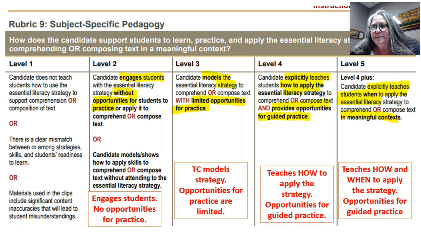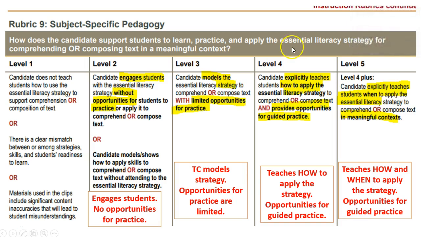Here is the literacy Rubric 9. How does the candidate support students to learn, practice, and apply the essential literacy strategy for comprehending or composing text in a meaningful context? Well, first of all, you want to make sure you get a level 3 by modeling the strategy and giving opportunities for practice. But if you can do a little bit more, if you can explicitly teach the students how to apply the strategy and provide opportunities for guided practice, then you get a 4.